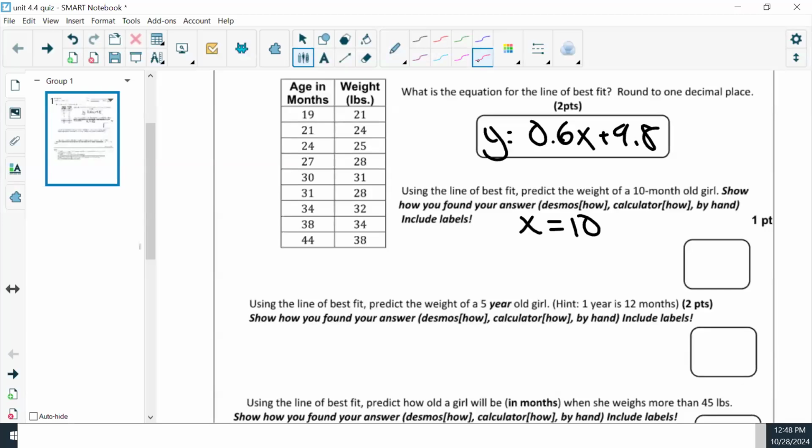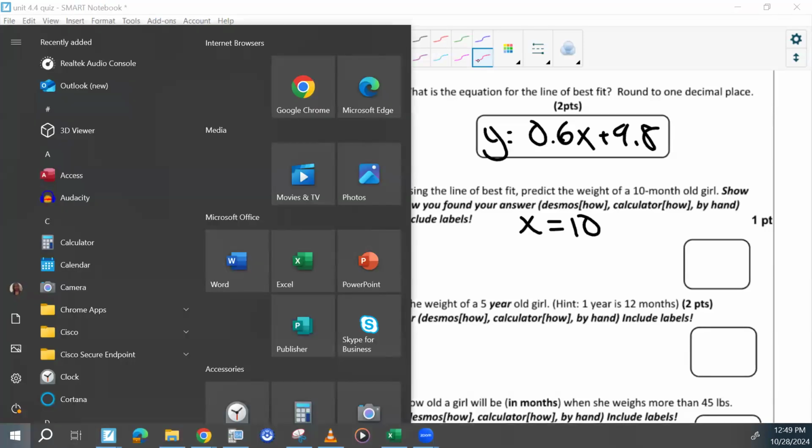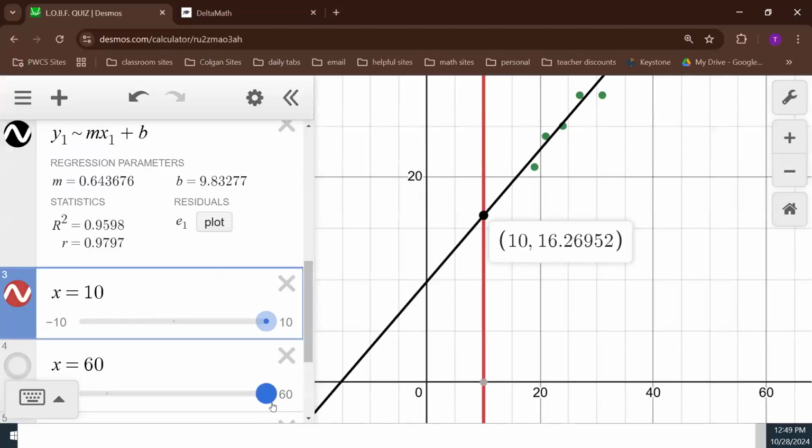Okay. Many of you did not put your labels. That's why you missed points. So make sure you are putting your labels if it says to label. Actually put your labels even if it doesn't say to label. By hand, you would have used as many decimals as possible. So let me write this equation down.